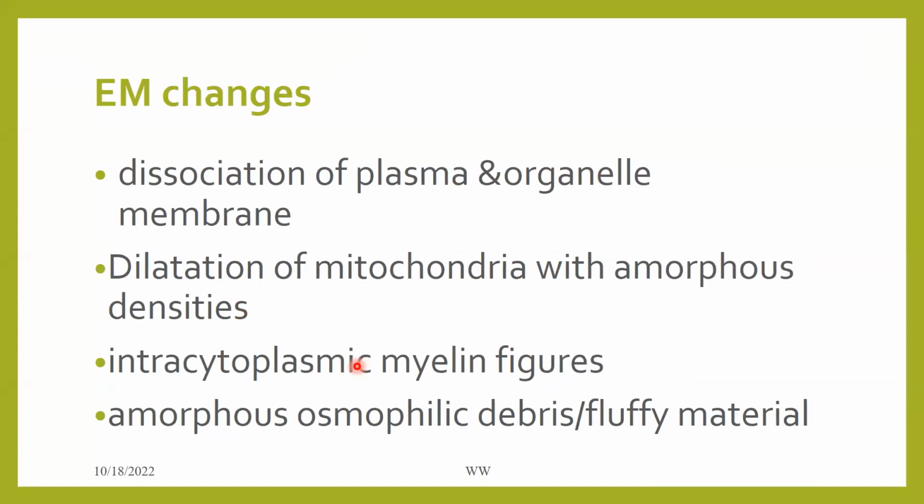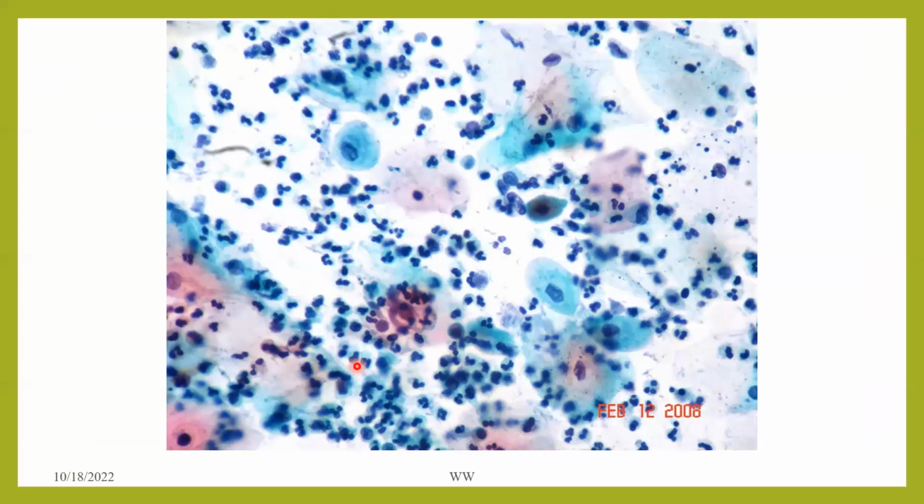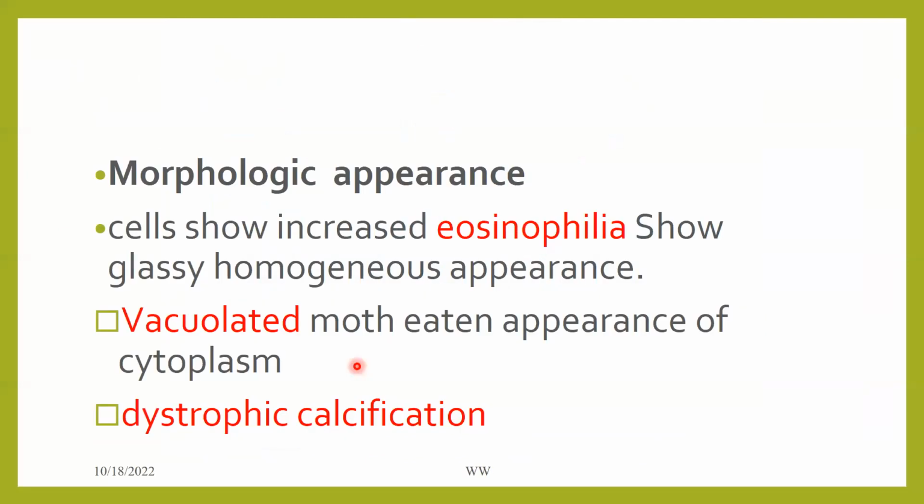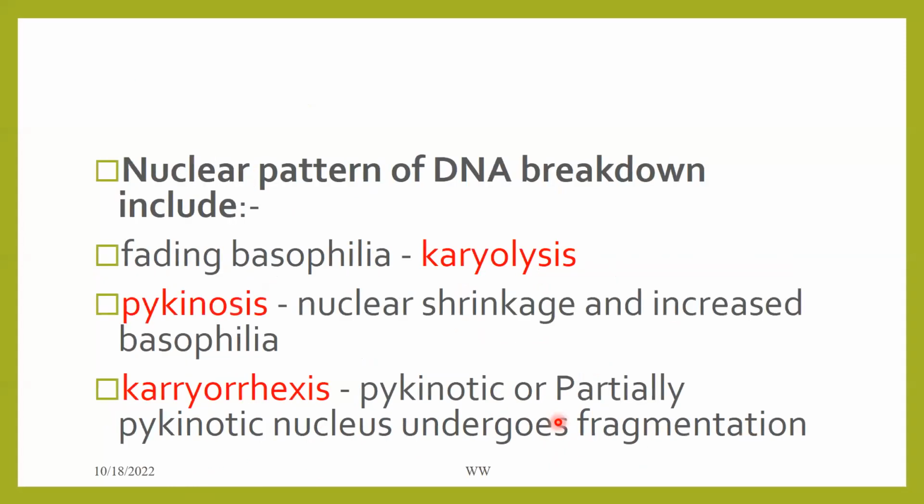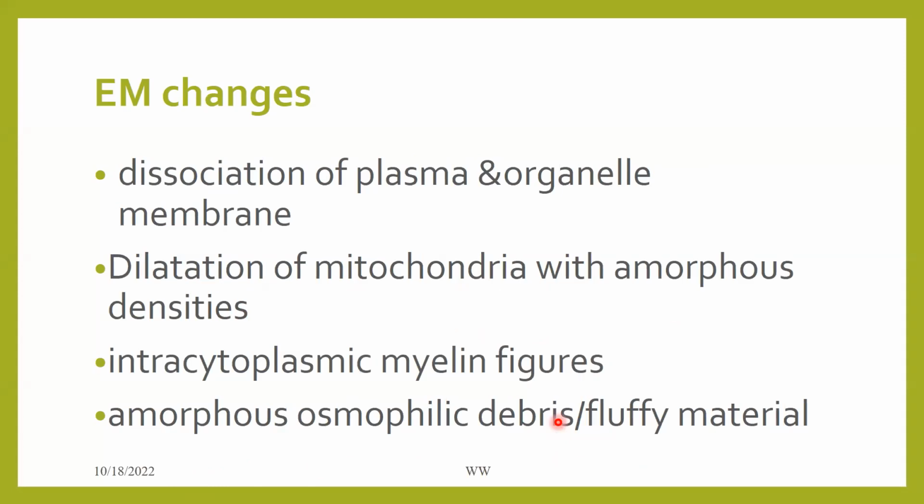Okay, now we were talking about necrosis and the morphologic appearance, and I showed you a few images. So what do we see on electron microscopy in necrosis? The same thing as we had seen in irreversible cell injury: dissociation of plasma and organelle membranes, dilatation of mitochondria with amorphous densities, and also amorphous eosinophilic debris and fluffy material within the mitochondria. And those are the cytoplasmic changes.